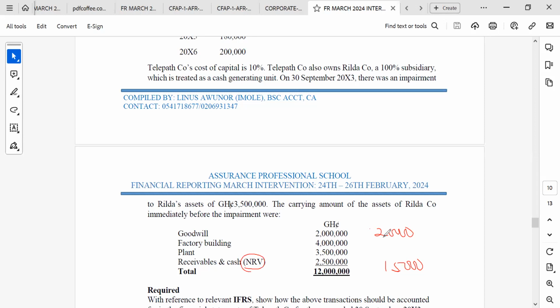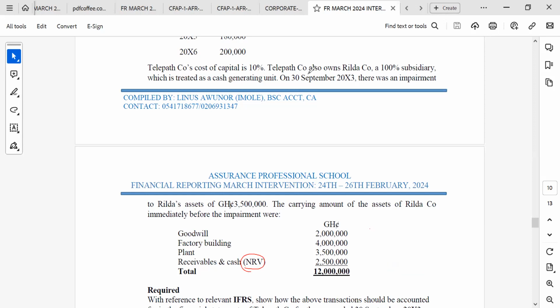So if there are no other physically damaged assets, what I'm coming to say is that they will examine more in corporate reporting. Sometimes they can give you the net realizable value of the factory.